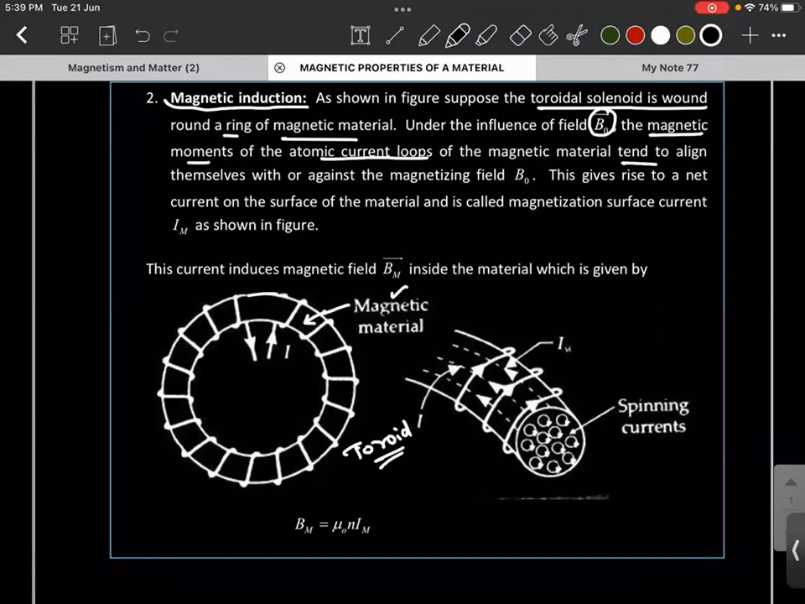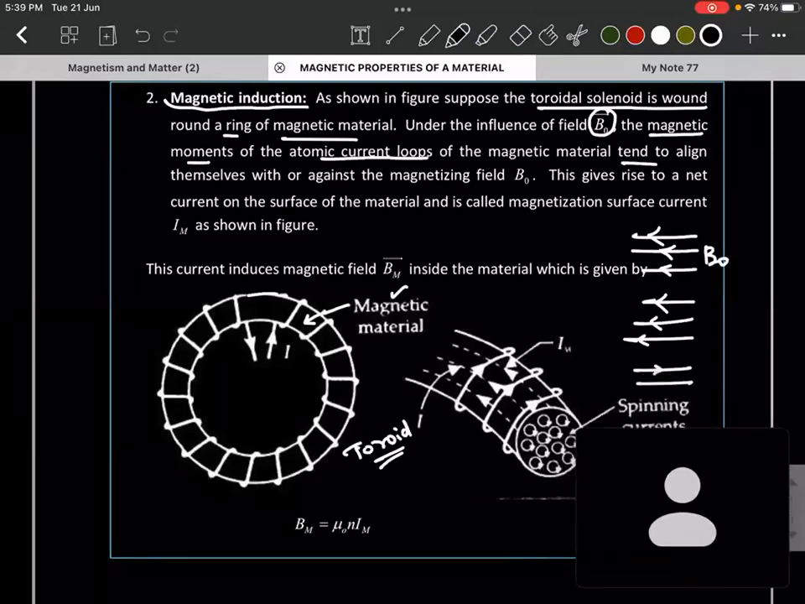In the sense, if the magnetizing field is in this direction, then the alignment of magnetic field inside the magnetic material can either be in the direction of B naught or in the direction opposite to B naught. Generally, the induced magnetic field inside the magnetic material will be in the direction of B naught for paramagnetic and ferromagnetic substances, but it will be in the direction opposite to it in diamagnetic substances.